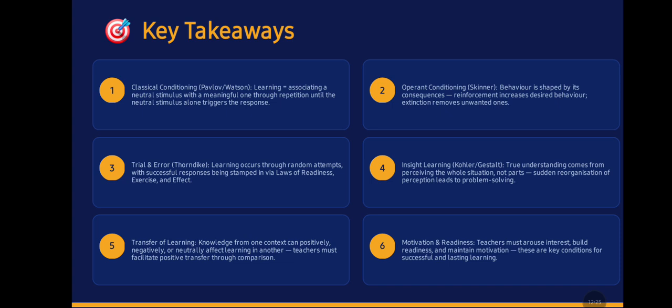We'll go through the key takeaways. First, classical conditioning. Learning by associating a neutral stimulus with a meaningful one through repetition until the neutral stimulus alone triggers the response. Second is operant conditioning. Behavior is shaped by its consequences. Reinforcement increases desired behavior, extinction removes unwanted ones. Third is trial and error. Learning occurs through random attempts, with successful responses being stamped in via laws of readiness, exercise, and effect.